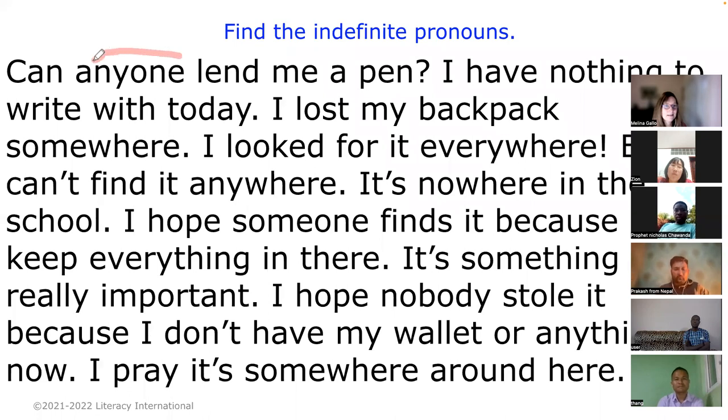For example, can anyone lend me a pen? I have nothing to write with today. I lost my backpack somewhere. I looked for it everywhere, but I can't find it anywhere. It's nowhere in the school. I hope someone finds it because I keep everything in there. It's something really important. I hope nobody stole it because I don't have my wallet or anything now. I pray it's somewhere around here.